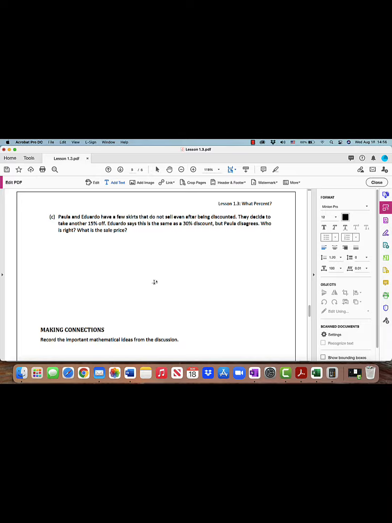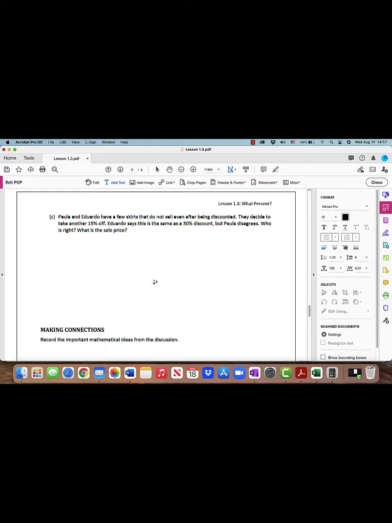It says Paula and Eduarda have a few skirts that do not sell even after being discounted, so they decided to take another 15% off. Eduarda says that this will be the same thing as taking the 30% off, but Paula disagrees. Who is right? And then calculate the sale price. So I'm going to ask you this. Answer the question. Do you think that taking 15% followed by another 15% is the same thing as taking 30%? Yes or no, and explain. Go ahead.